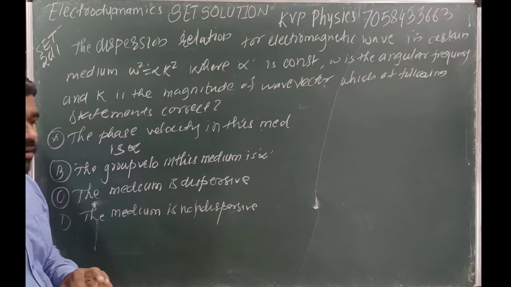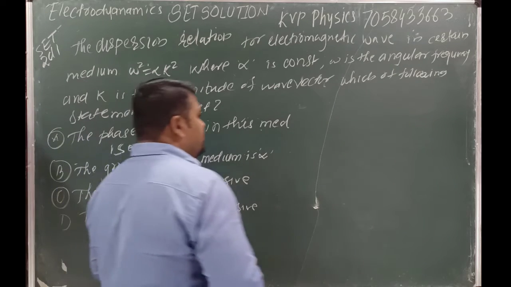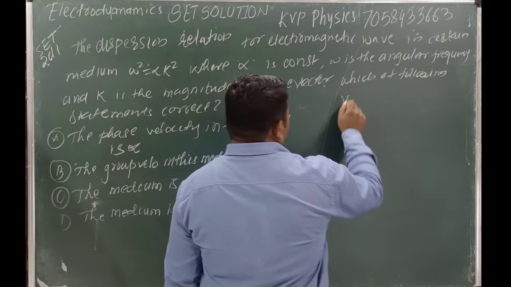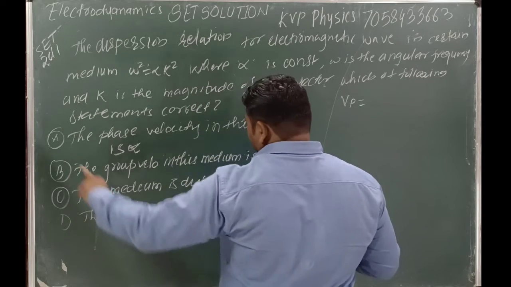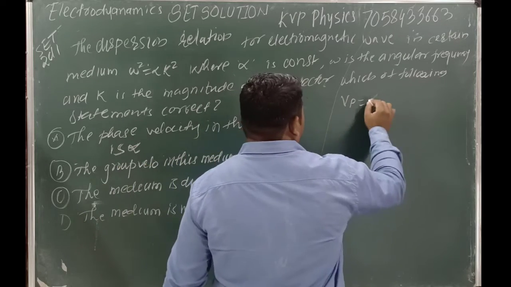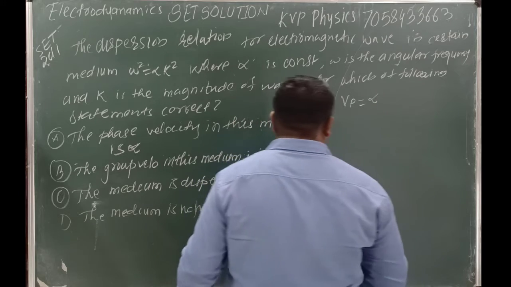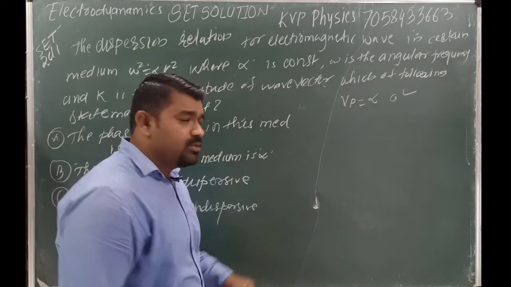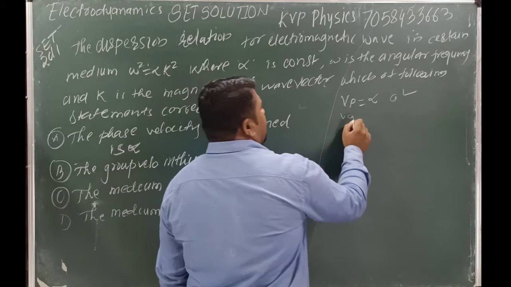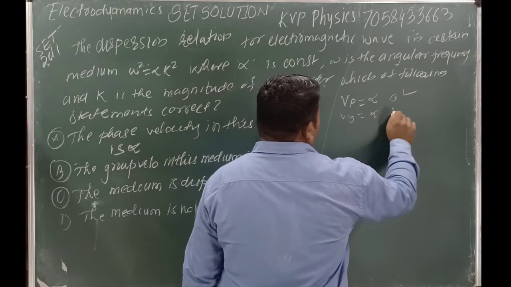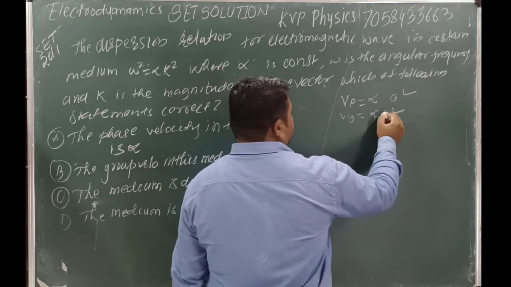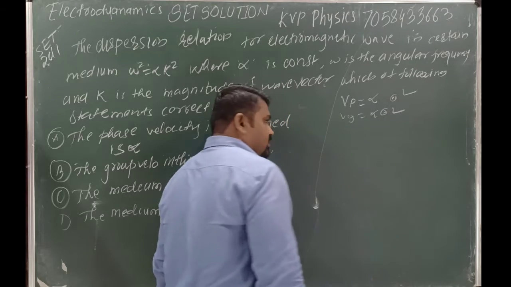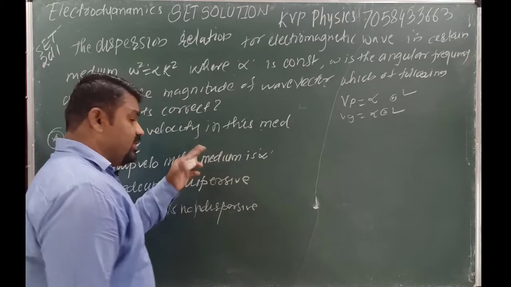How to check all these cases? Suppose you find the phase velocity, and suppose the phase velocity is alpha. Then option number 1 is correct. Suppose we find the group velocity, and we get it equal to alpha. Then the second option is correct. Got it? First and second.